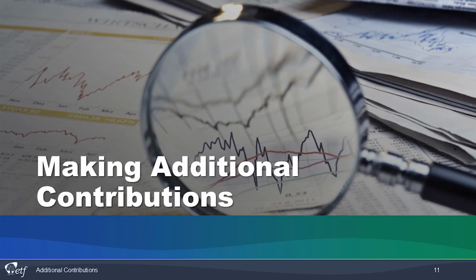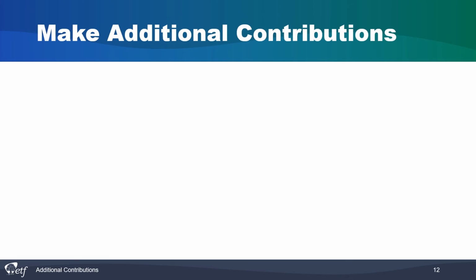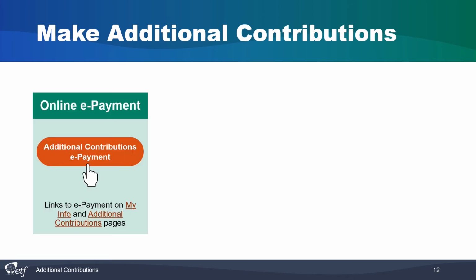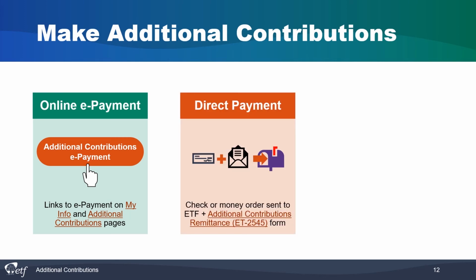It's easy to make additional contributions. Let's look at the ways you can do it. There are 3 ways to make additional contributions. You can make an online contribution by clicking on the Additional Contributions e-payment link. You can find the link on the My Info page or the Additional Contributions page in the Make Additional Contributions section. You can also make a direct contribution by sending a check or money order and the Additional Contributions remittance form to ETF. The form is available on our ETF website.